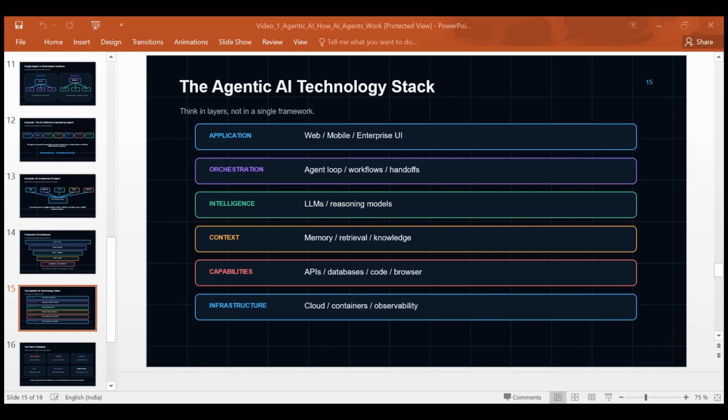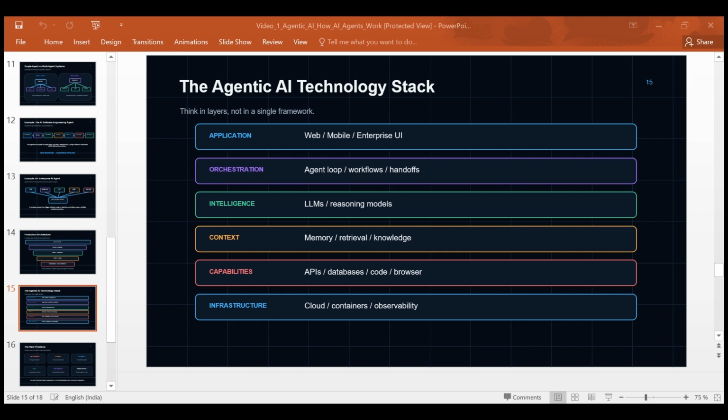So let's discuss the agentic AI technology stack. When evaluating agentic AI technology, I recommend thinking in layers. At the application layer, we have the user experience. Below that sits orchestration, the logic that manages the agent loop and workflow. Then comes intelligence, the model that performs reasoning.